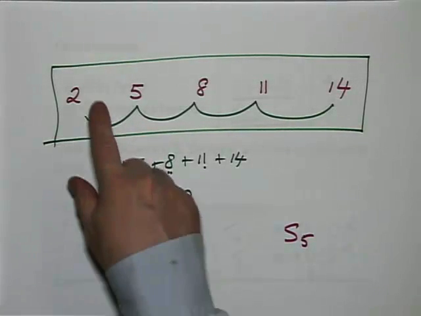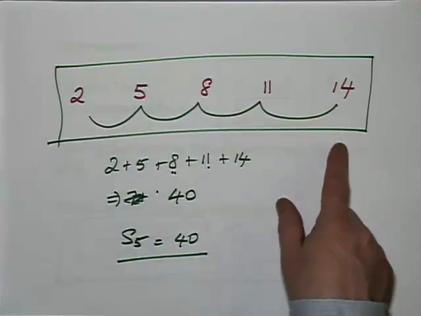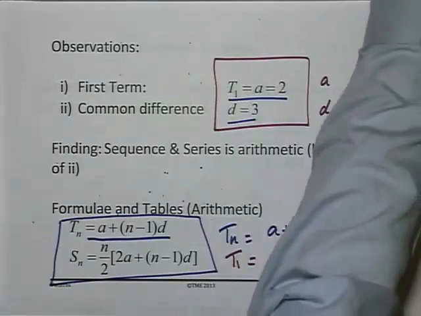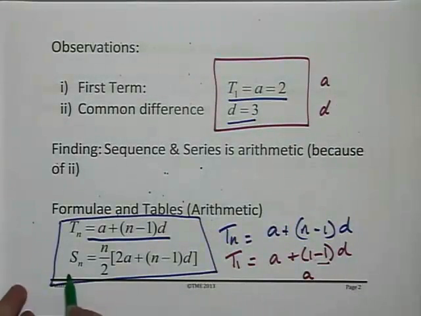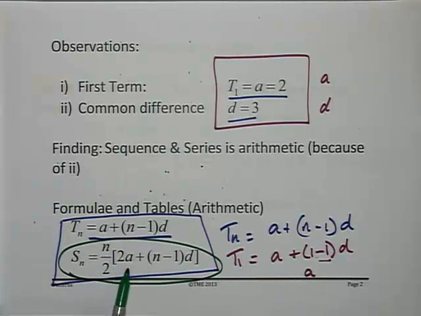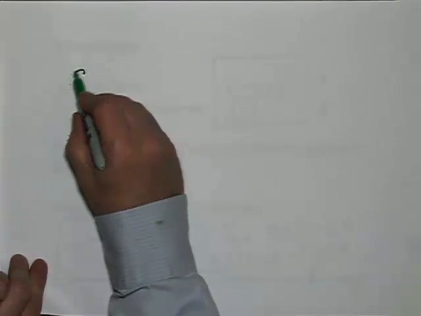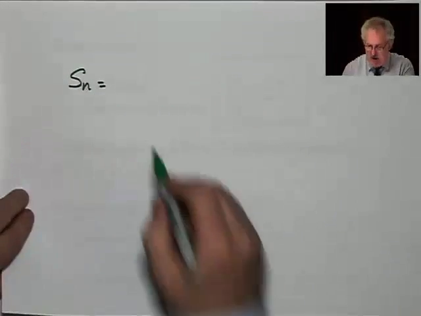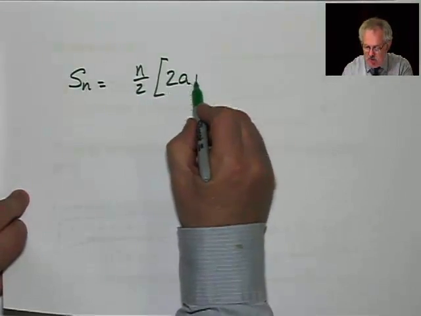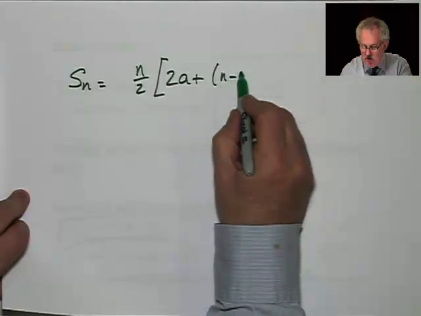Now, it would take us a while if we were adding up all the time. So maybe there's a formula for this, and there is. The formula is given here, in the tables. It's this one here: Sn is n over 2, 2a plus n minus 1 d. So we'll write that out on this page here. Sn is equal to n over 2, 2a plus n minus 1 times d.